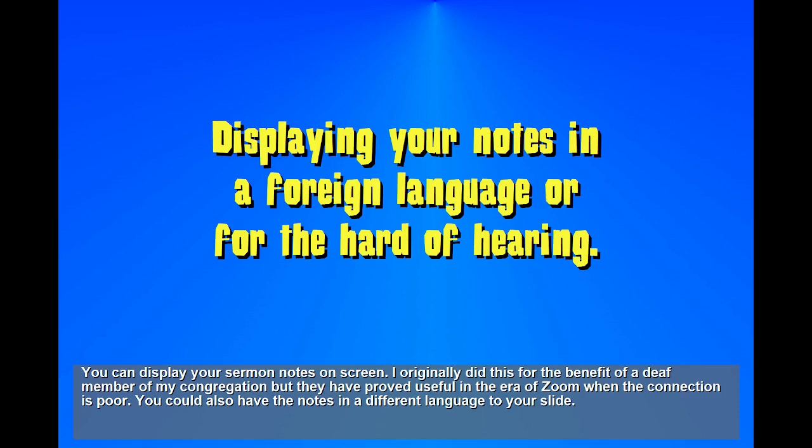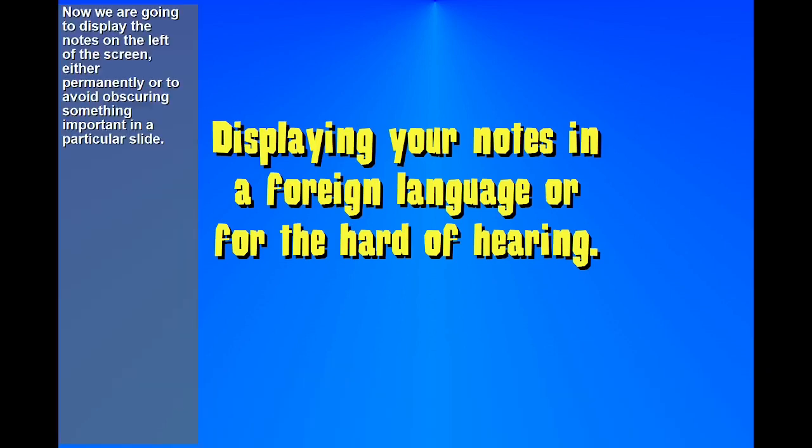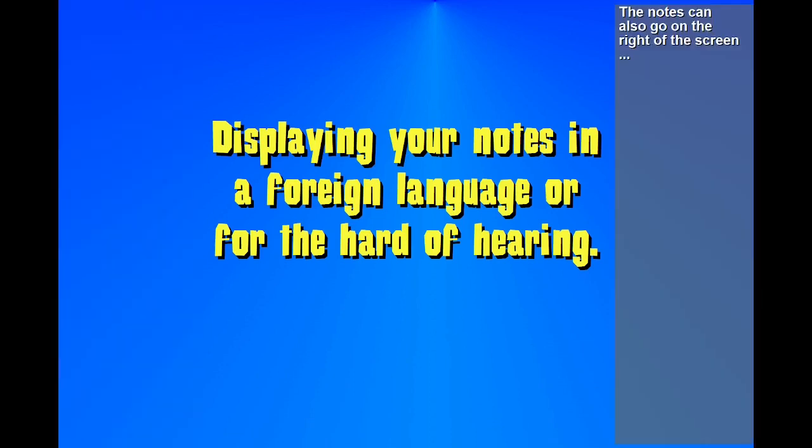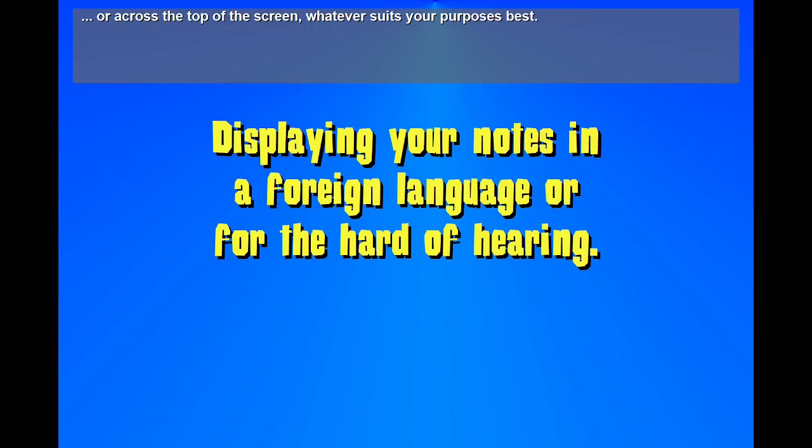But another thing you can do with the notes is that you can have the notes in a different language, so that your main slide is there, but you have your notes in a different language if that's what you want. You can, of course, move the notes around, either on the left or the right, or up the top, depending what fits in with your picture or your particular style for that sermon, or whatever the case may be.